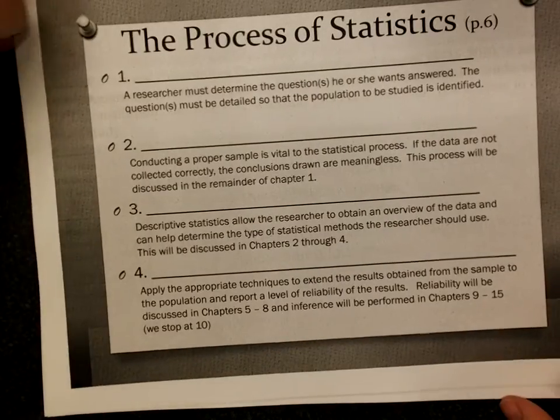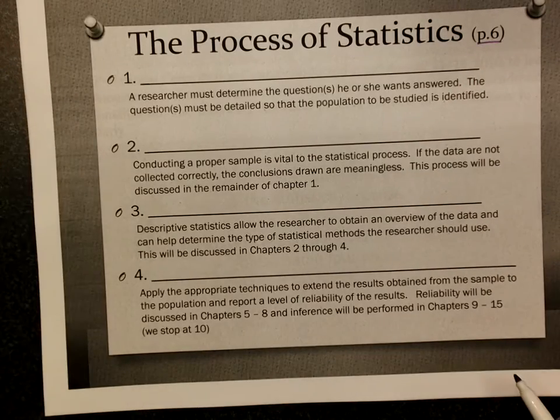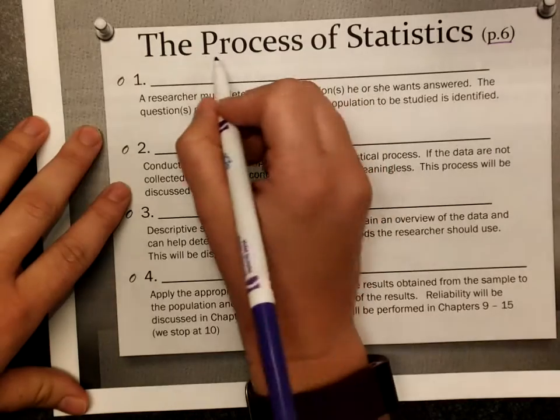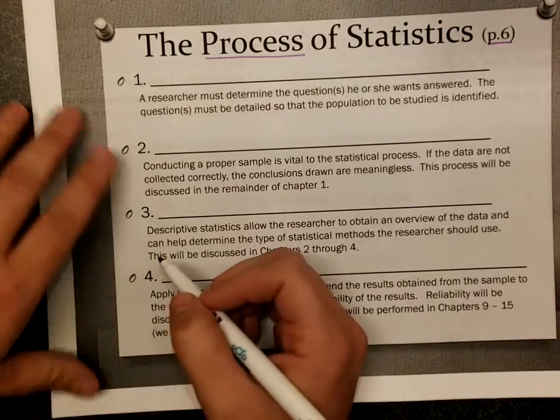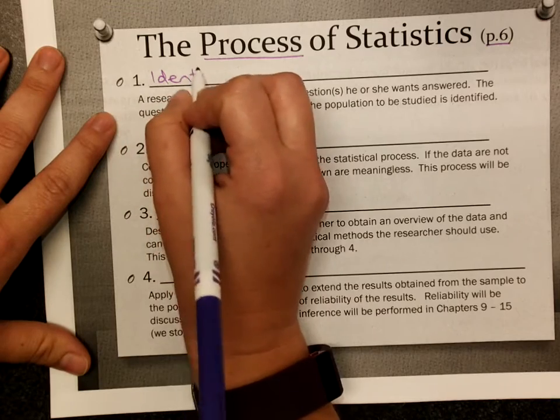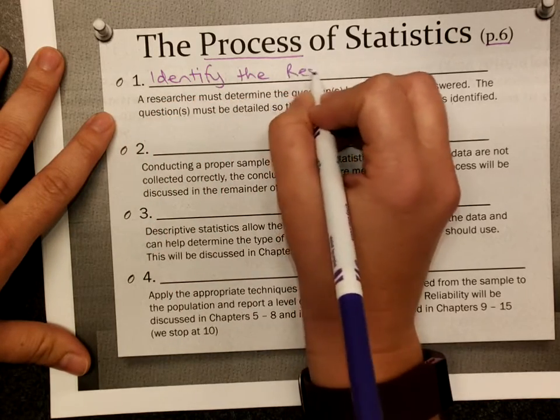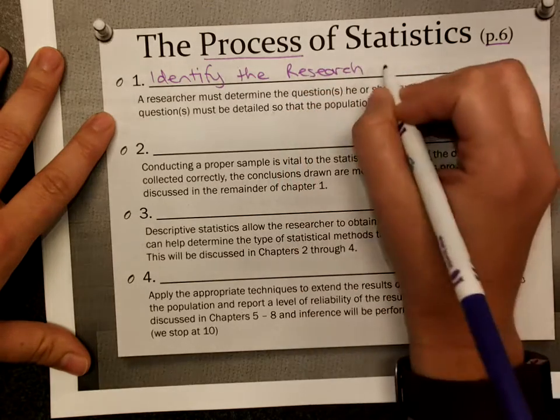So the first thing they talk about in this textbook, and it's on page 6 of your textbook if you'd like some more details, is the process of statistics. It is a 4-step process. The first step is to identify the research objective.